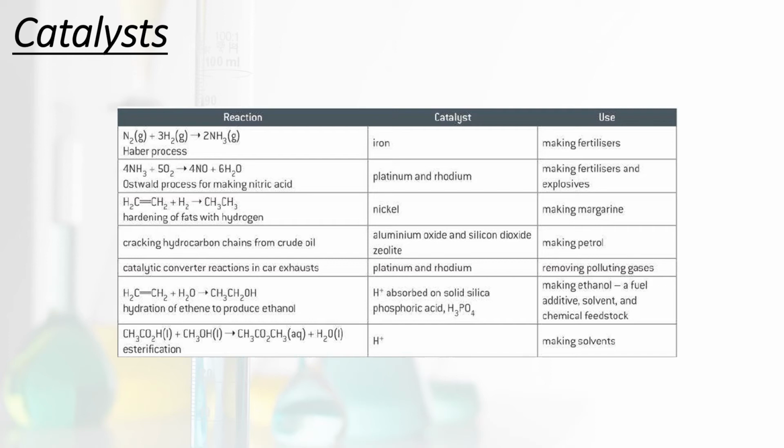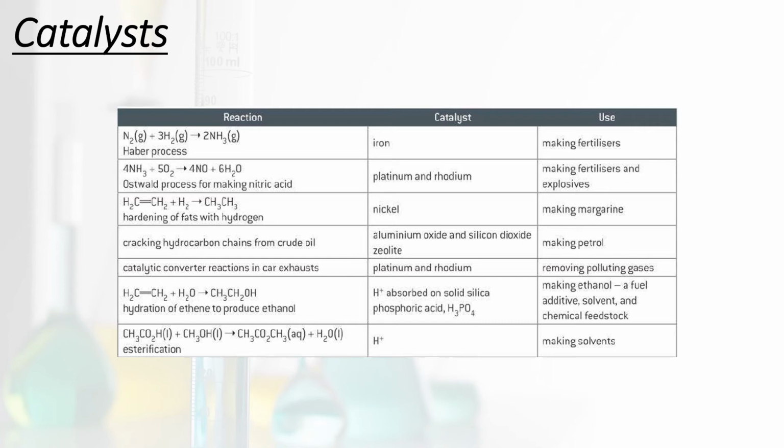When we crack our hydrocarbon chains from crude oil, we use an aluminium oxide and silicon dioxide zeolite catalyst. That's very, very important for multiple reasons, but one of them being making petrol. There's also catalytic converters in car exhausts to convert these kind of toxic gases into non-toxic gases. That uses a platinum and rhodium catalyst, and so it gets rid of these toxic and polluting gases. There's the hydration of ethene to produce ethanol, a very, very important reaction. Ethanol is very, very useful for fuel. It's also used as a chemical feedstock. It's used as a solvent, as well as going into alcoholic drinks. And so this typically is an acid catalyst, typically something like phosphoric acid.